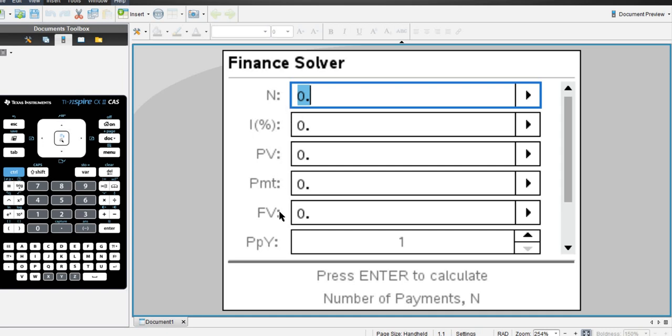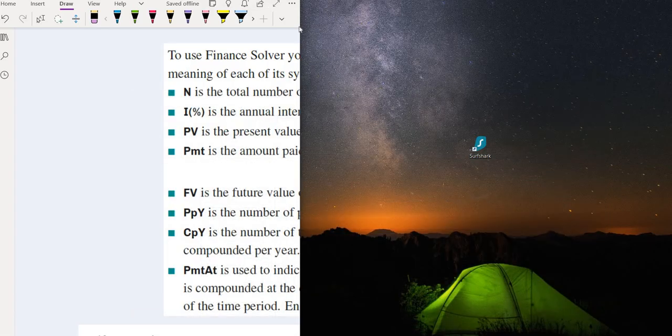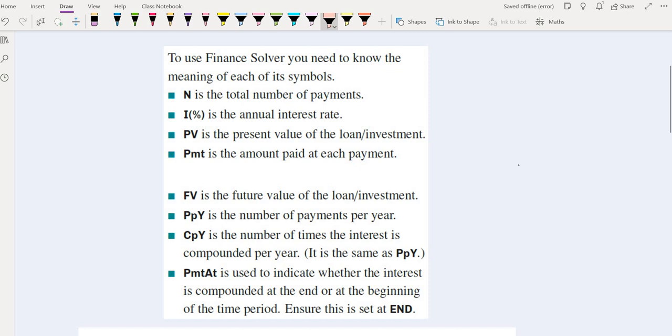So your first step is to know what each of these sections mean on the Finance Solver. So let's have a look at that together. So here we're looking at all of the symbols that are used in the Finance Solver, starting with N. N stands for the total number of payments.